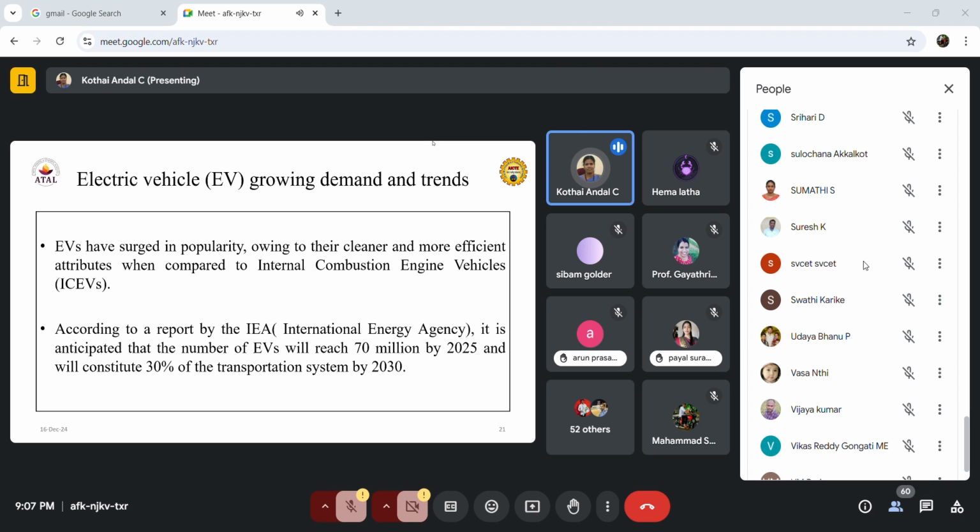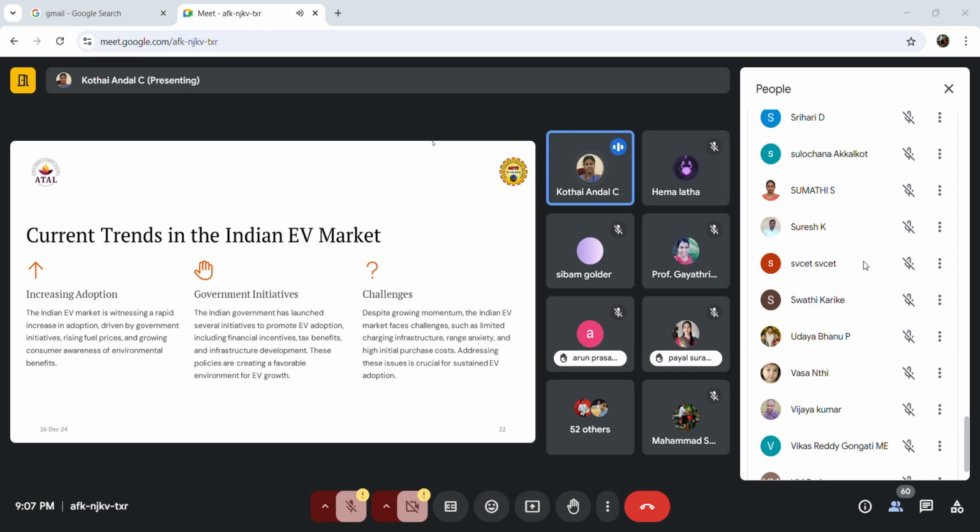Then, globally, EV adoption is expected to increase, reaching 70 million by 2025, and it may go 30% more by the end of this decade, 2030. That is expected. EVs are becoming more popular. We know that because it is cleaner and more efficient energy, right?